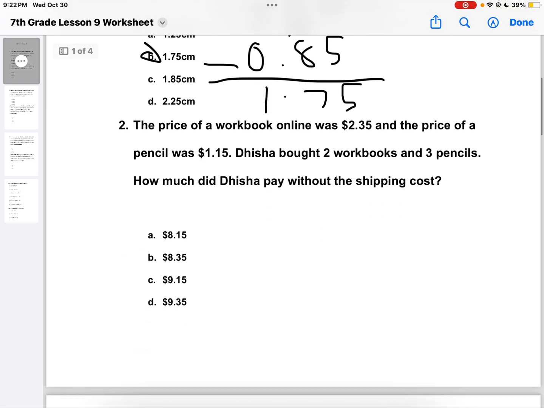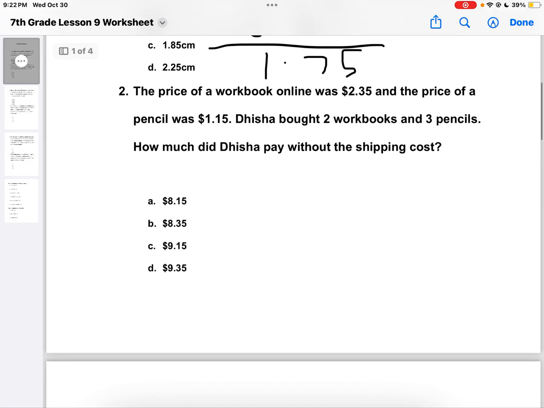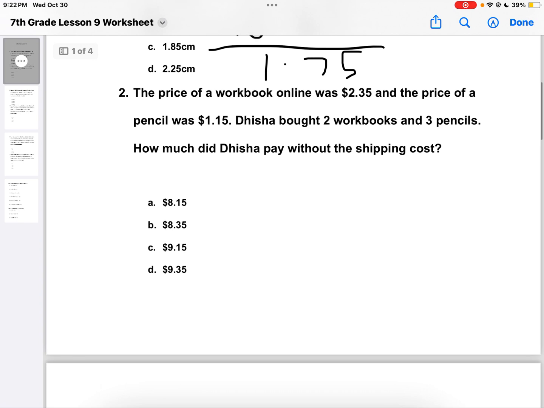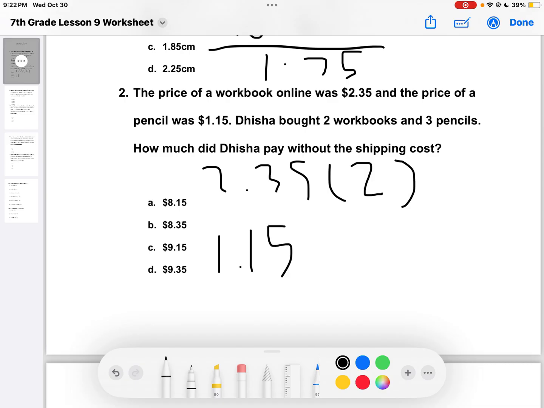Number 2, the price of a workbook online was $2.35, and the price of a pencil was $1.15. Disha bought 2 workbooks and 3 pencils. How much did Disha pay without the shipping cost? So you bought 2 workbooks for a price of $2.35 each. So it's 2.35 times 2. And 3 pencils for a price of $1.15 each.